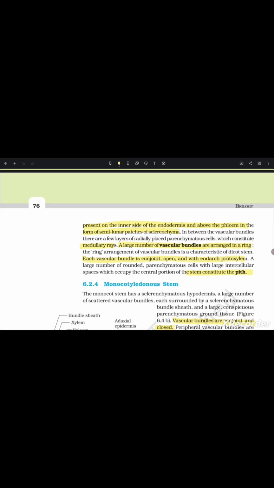Pericycle is present on the inner side of the endodermis and above the phloem in the form of semilunar patches of sclerenchyma. In between the vascular bundles, there are a few layers of radially placed parenchymatous cells which constitute medullary rays. A large number of vascular bundles are arranged in a ring. The ring arrangement of vascular bundles is a characteristic of dicot stem. Each vascular bundle is conjoint, open, and with endarch protoxylem. A large number of rounded parenchymatous cells with large intercellular spaces which occupy the central portion of the stem constitute the pith.